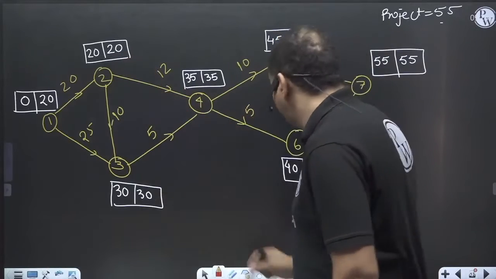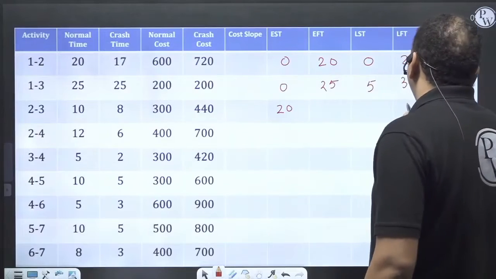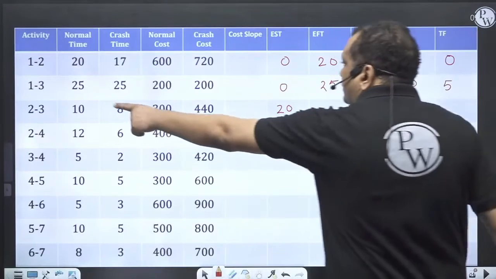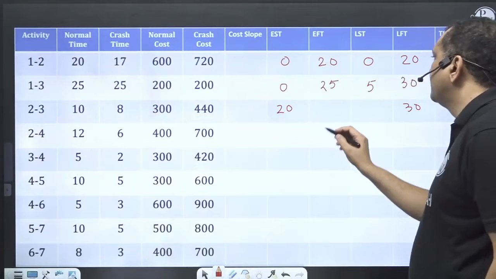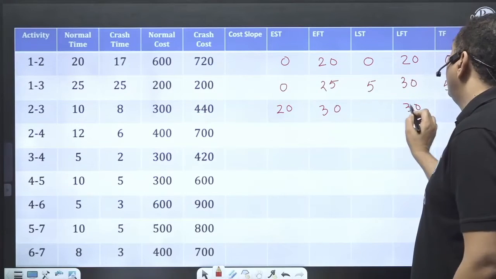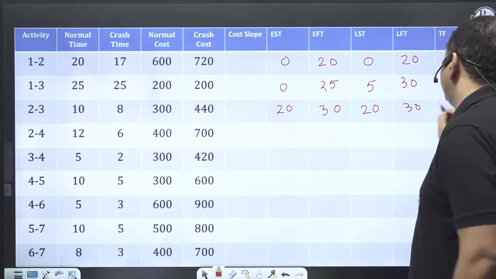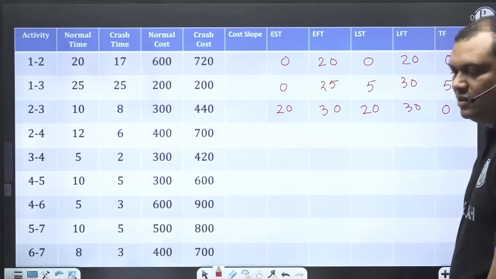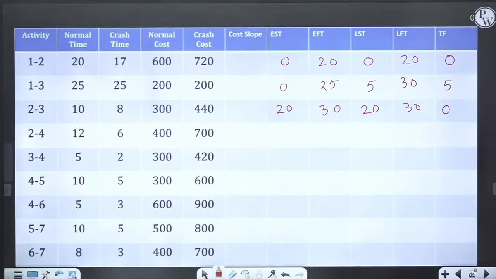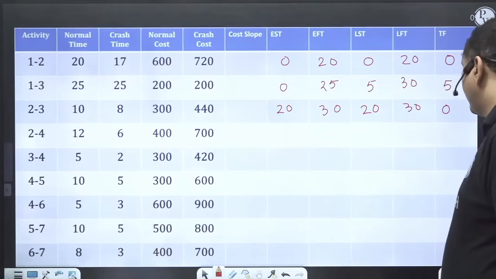Now activity 2 to 3. 20 and 30. Tij is 10. So this is 30. 30 minus 10, 20. Now total float will be 0 here in this case. Correct? In the last problem, I was extremely slow. I am applying the same procedure here.